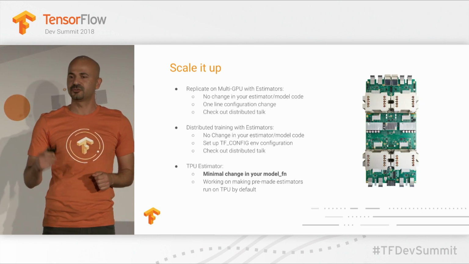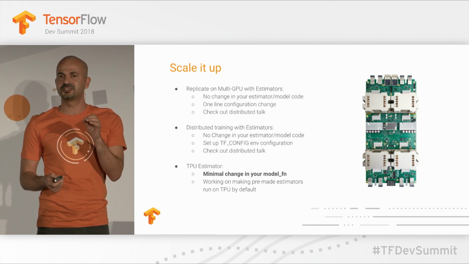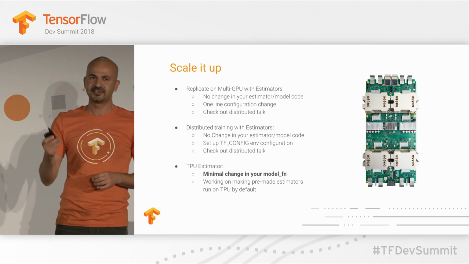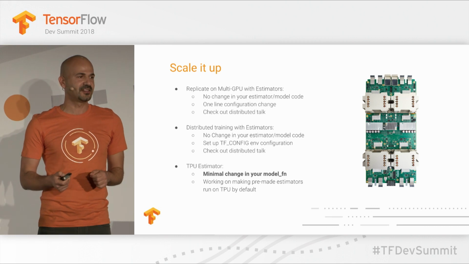Or you may want to use TPU estimator for TPU. In this case, there's a minimal change in the model function. Hopefully later we will fix that too. But now there's a minimal change in your model function that you need to make.